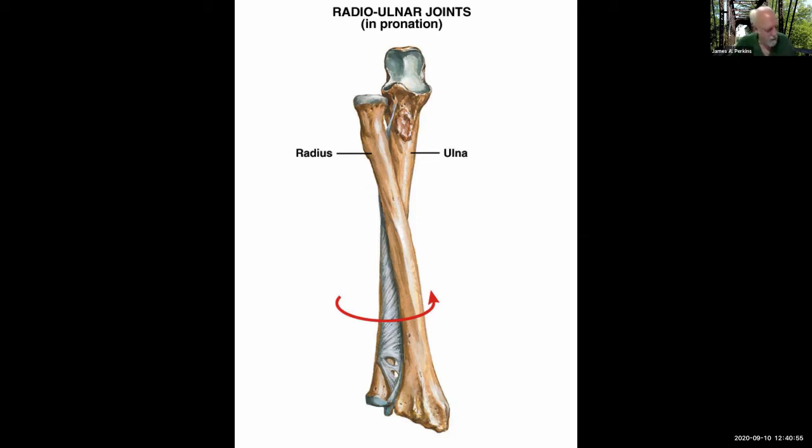So when you pronate the forearm, at the proximal radio-ulnar joint, the head of the radius is just kind of rotating relative to that little notch in the ulna. But down at the distal end, the whole entire distal end of the radius swings all the way over to the opposite side of the ulna.